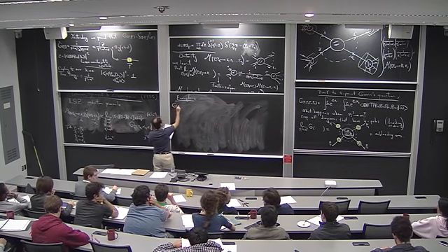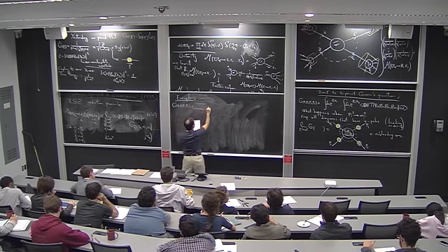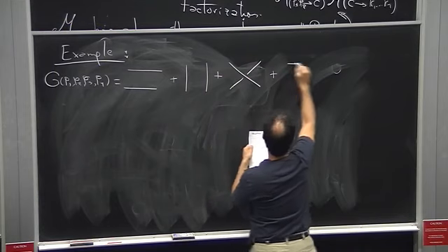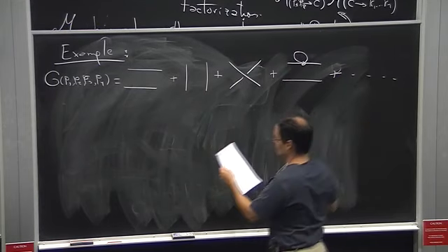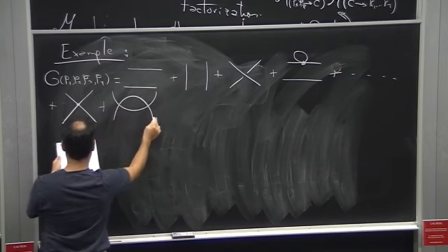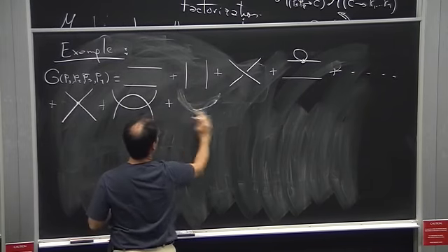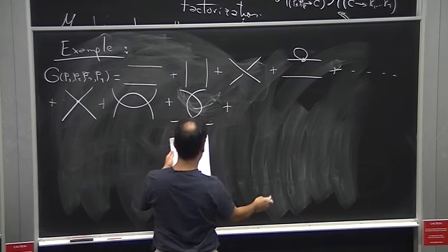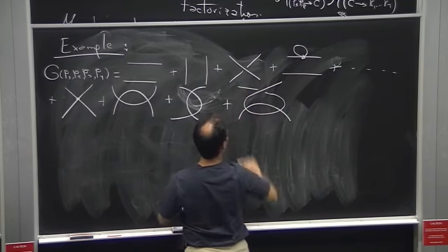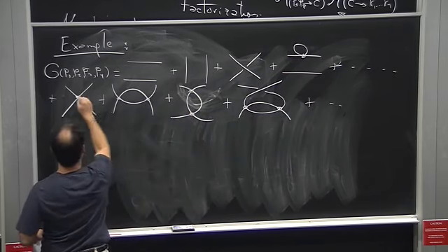Okay, so let's do the thing that you all did today. The Feynman diagrams are this guy, this guy plus this one, plus tons of other diagrams, plus this diagram, plus this diagram, plus this one, plus this diagram, plus tons of other things. Okay.